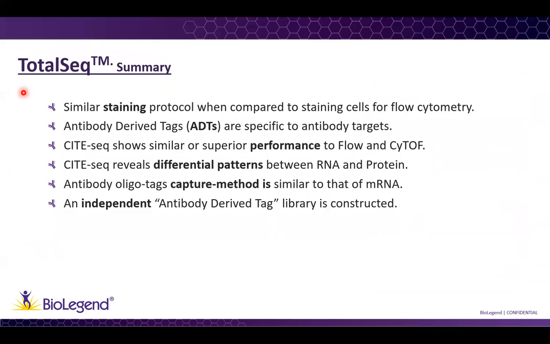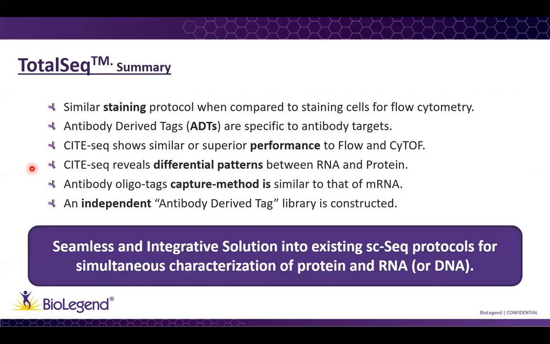So let's summarize this part. TotalSeq antibodies use a similar staining protocol when compared to staining cells for flow cytometry. The antibody-derived tags are specific to antibody targets. CITE-seq shows a similar or superior performance to flow and CyTOF. CITE-seq can reveal different patterns between RNA and protein. Antibody tags capture method is similar to that of mRNA, and an independent antibody-derived tag library is constructed. All this makes TotalSeq a seamless and integrative solution into existing single-cell protocols for simultaneous characterization of protein and RNA or DNA.